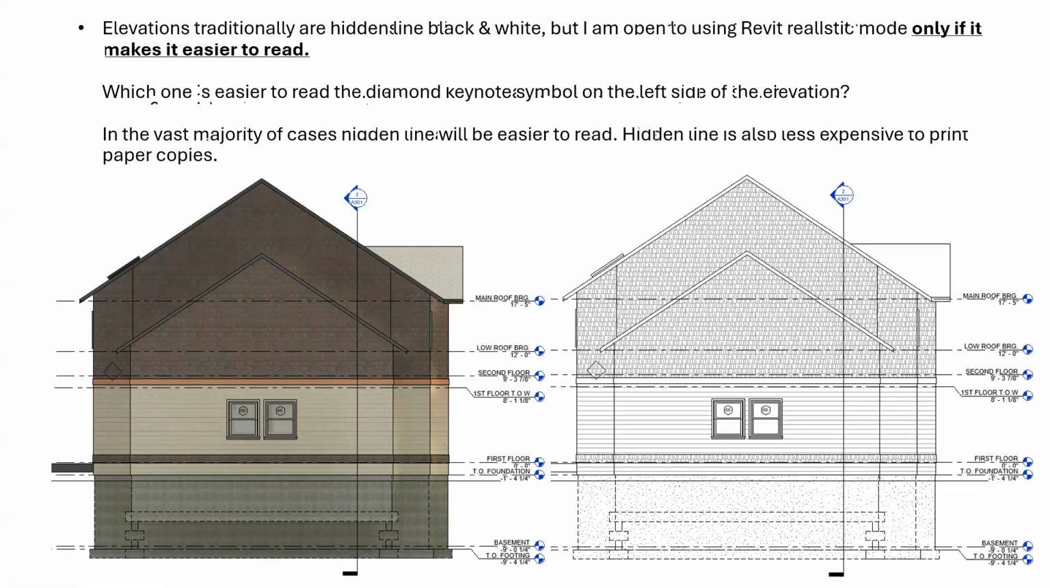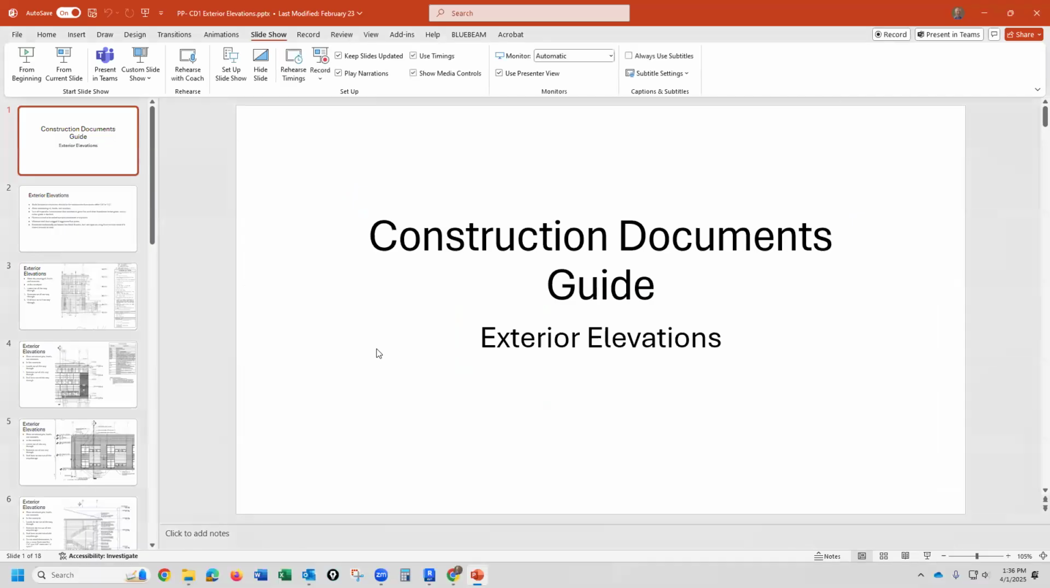construction documents. So like if I was trying to put notes or find out where, let's imagine I had a little light fixture somewhere, I think my light fixture would be easier to see on the hidden line one than it would be on this dark realistic mode. Okay. That's all I got. Now let me show you your assignment.